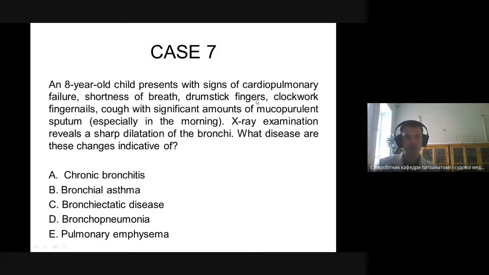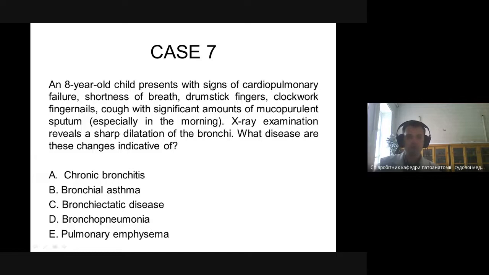Case 7. An 8-year-old child with signs of shortness of breath, drumstick fingers, clockwork fingernails, cough with a significant amount of mucopurulent sputum, especially in the morning. X-ray examination reveals a sharp dilation of the bronchi. What disease are these changes indicative of?